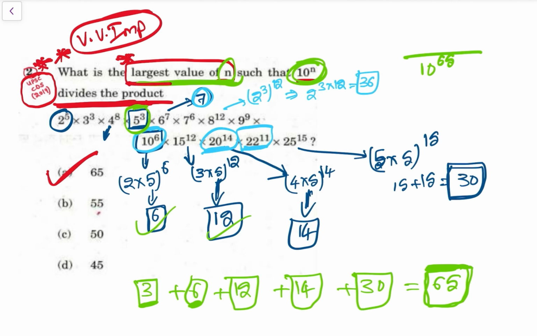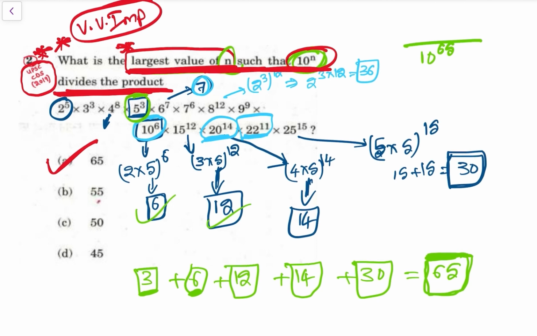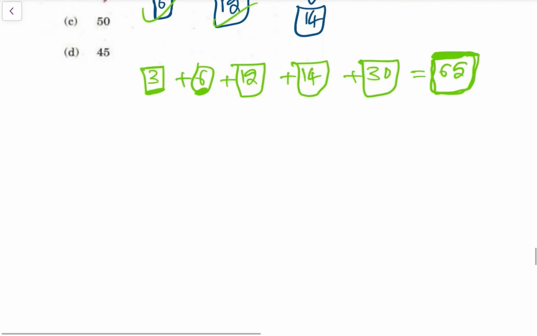So that's how we need to calculate the number of fives and the number of zeros towards the end of the product, or the largest value of n such that 10 to the power n divides the product. Very important questions, you must see these. Then let's deal with some other types of questions. These are simple questions, a few basic questions we will do in some 15-20 minutes.